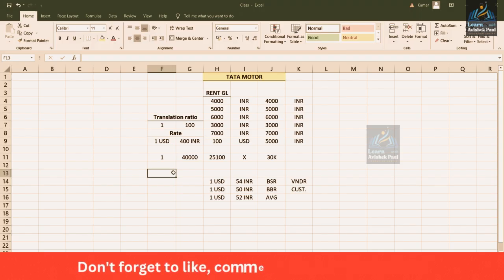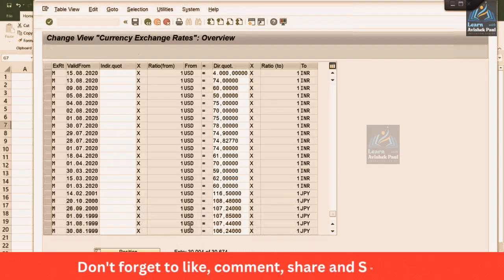So till 1,000, what is happening in the exchange rate table? We are going to specify 1,000, and in translation ratio, what will happen? We are going to specify 1:10. So while posting the transactions, the system is going to multiply this value with the translation ratio, and then the exact amount is going to be calculated by the system. I'll show you here.